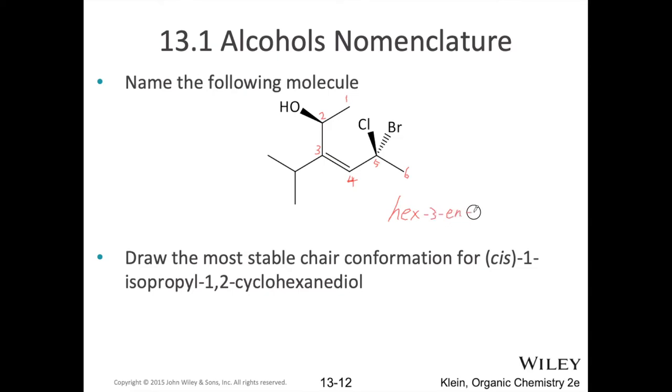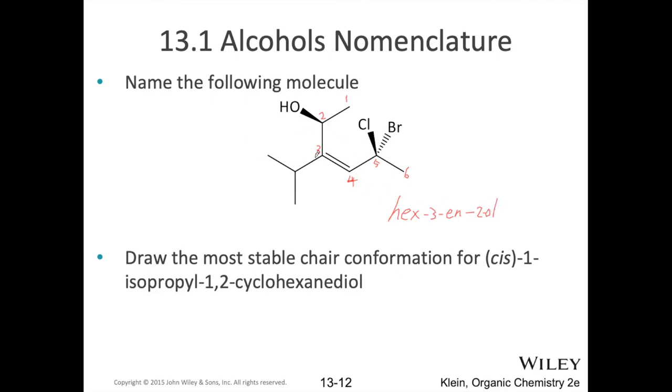and 2-ol. Oops, that's a hyphen there. Okay, hex-3-ene-2-ol. Oh, and I guess you could also put the 3 in front there. So it'd be 3-hexene-2-ol, again with the 2 in front of that alcohol there.